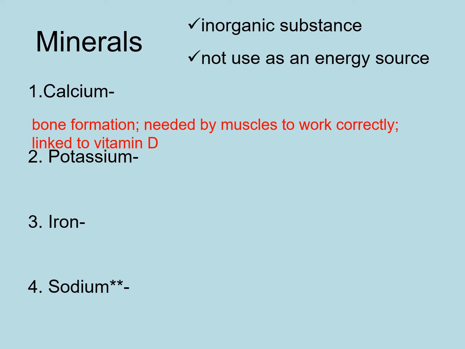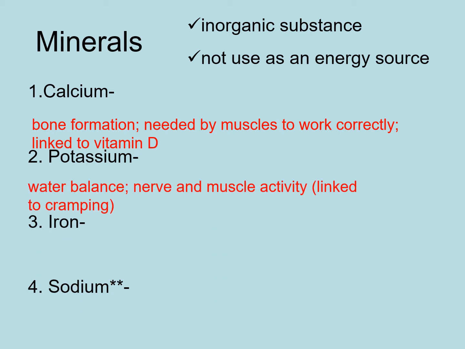And calcium's abbreviation is Ca. Potassium is abbreviated K, and potassium is a type of salt that we find in things like bananas, and potassium is needed for water balance and for nerve and muscle activity.